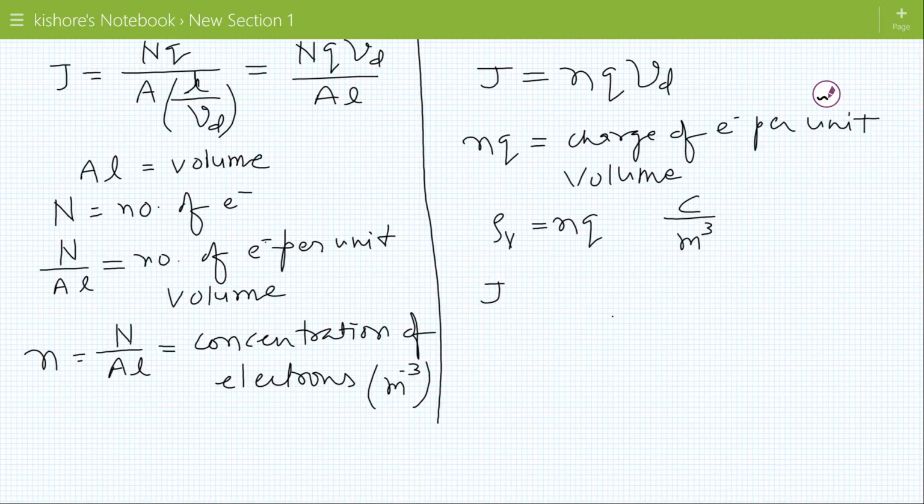So the expression for current density is rho v into Vd. Now again, better to write nq in place of rho v. Current density is nq Vd, where Vd is the drift velocity, that is mu into E. So this nq mu is conductivity.